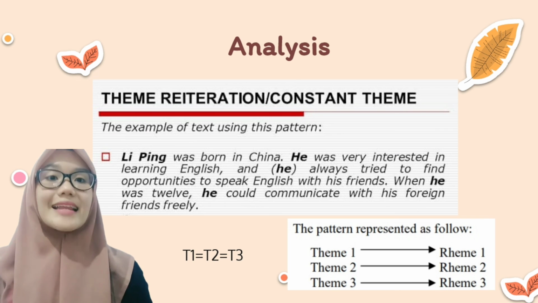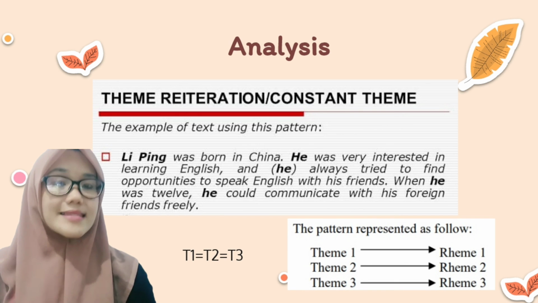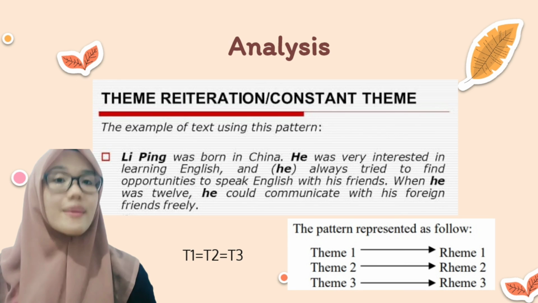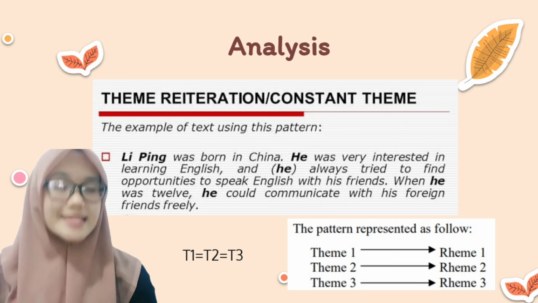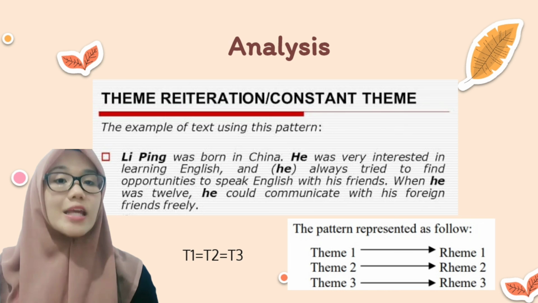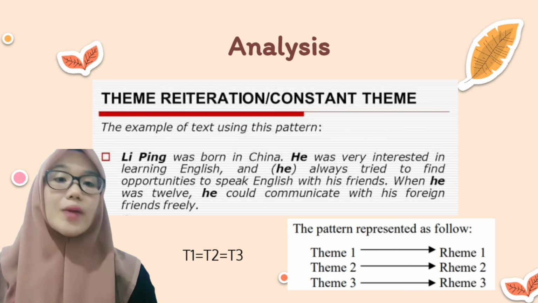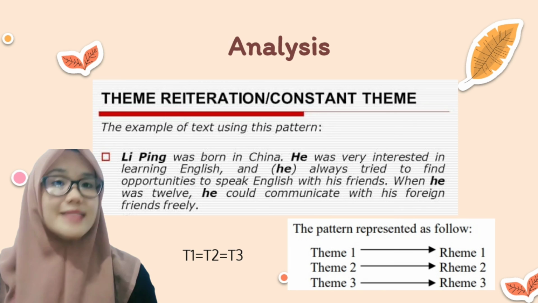Alright, the next group analysis is constant theme. As we know, in this constant theme, theme 1 is the same as theme 2, and theme 2 is the same as theme 3, and so on. Let's see the example. Li Ping was born in China. He was very interested in learning English, and he always tried to find opportunities to speak English with his friends. When he was 12, he could communicate in his foreign language freely. We can see Li Ping as theme 1, it is the same as "he" in theme 2, and so on. Theme 3 is the same as theme 2.